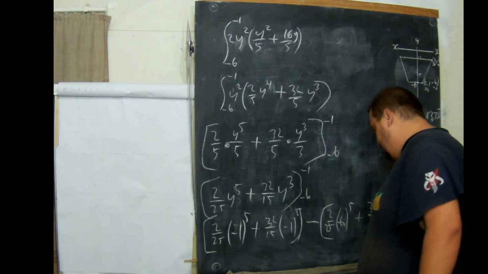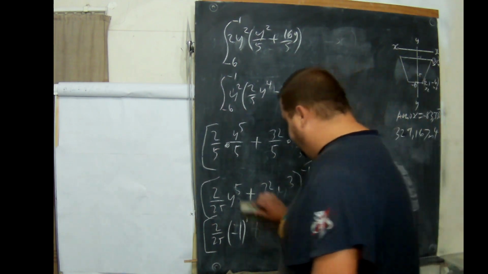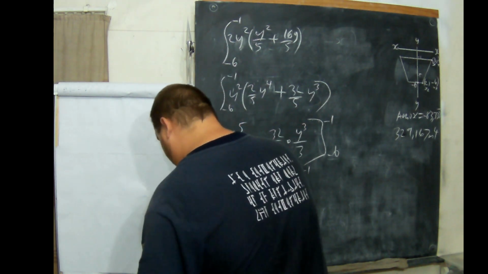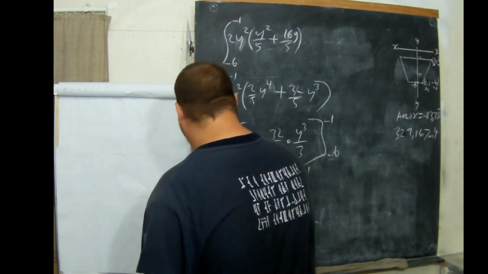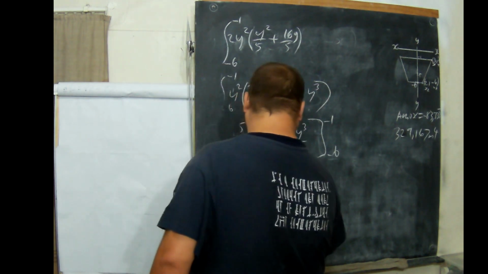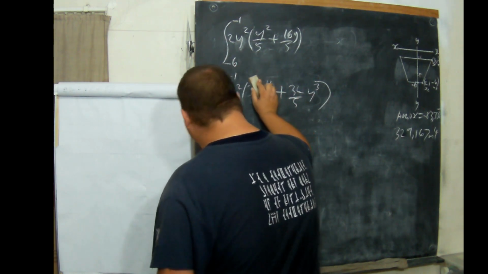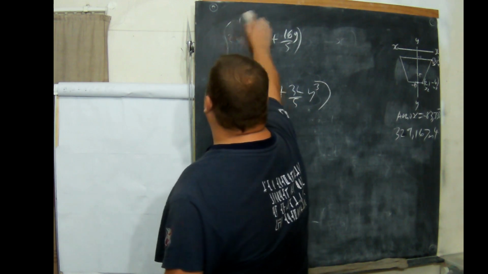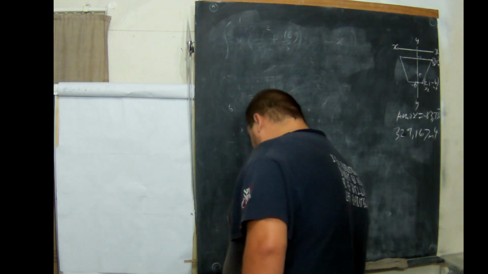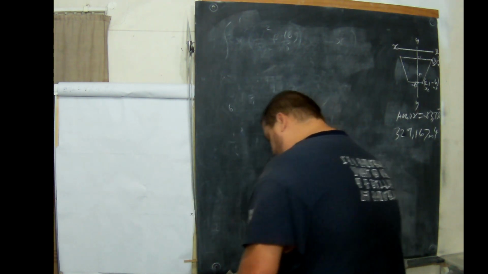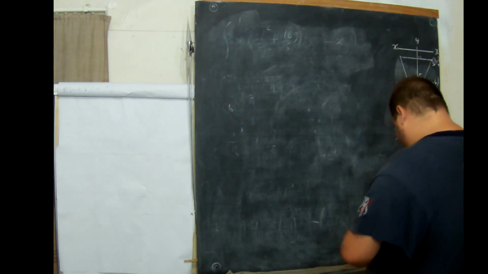Okay, now what we need to do is divide one by the other. Now we divide one by the other, and then we get our final answer.